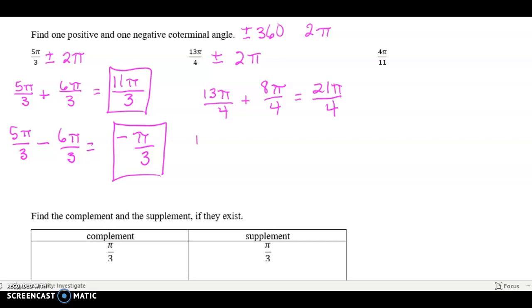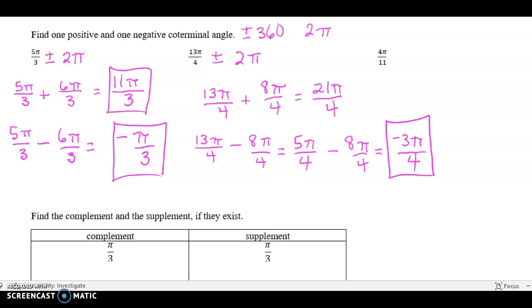Okay, now let's take 13 pi over 4. And this time, let's subtract 8 pi over 4. That gives us 5 pi over 4, which is not negative. So we'll have to subtract 8 pi over 4 again. And we get negative 3 pi over 4. And there we have a negative coterminal angle. We could use this one for our positive coterminal angle, or we could use 5 pi over 4 for our positive coterminal angle.